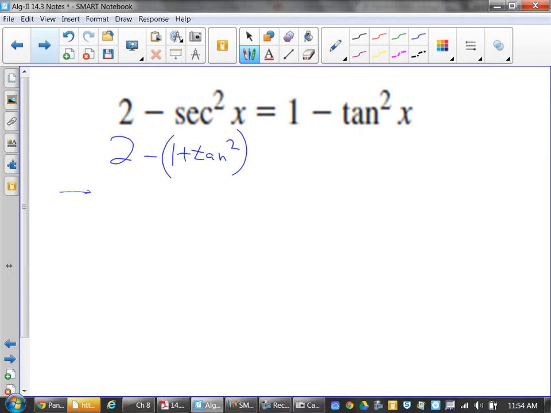Now, here's what happens. And you're right. If you're not careful here, what do you have to do with that negative? That's where you have to distribute. We have 2 minus 1 minus the tangent squared. That's how you get 1 minus tangent squared. What do you do with the 2? This is 2 minus 1. Goodbye.